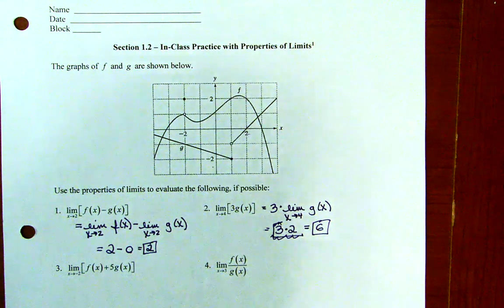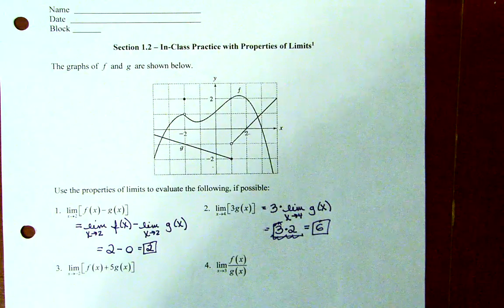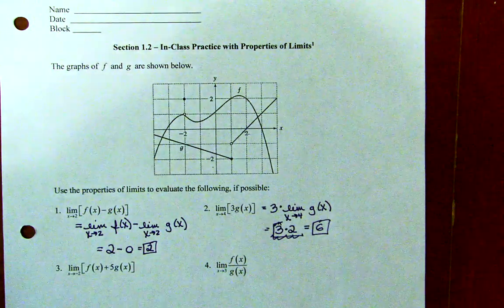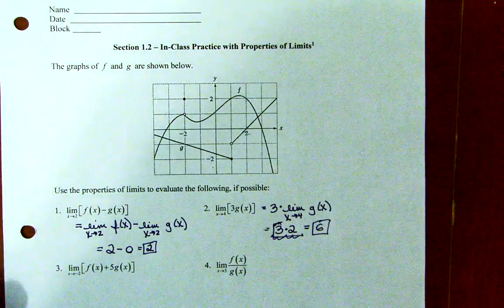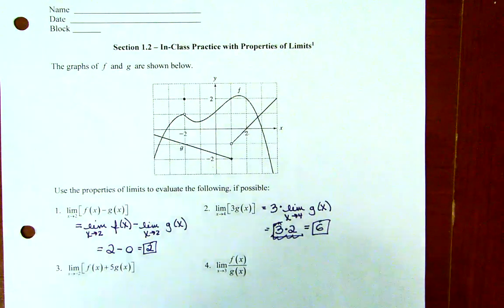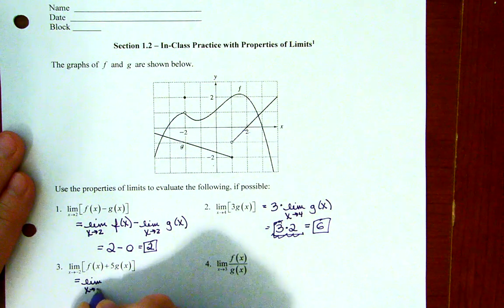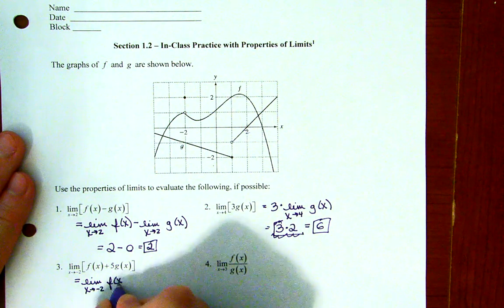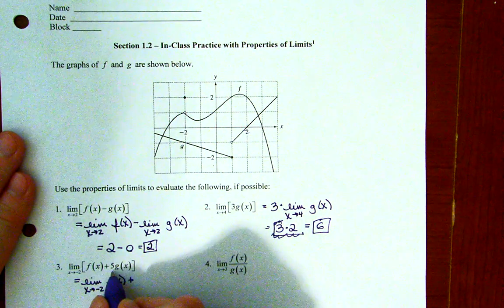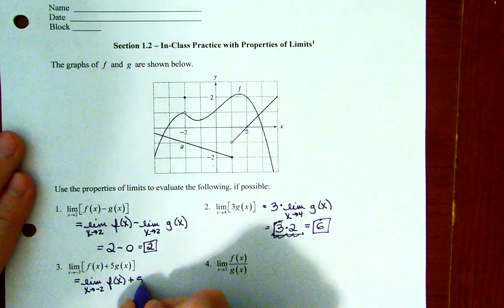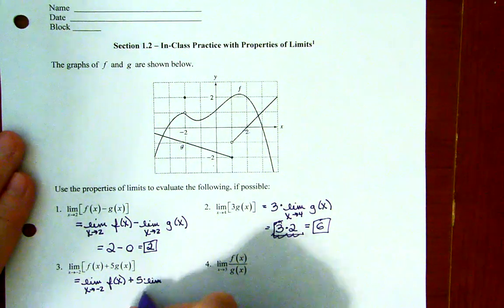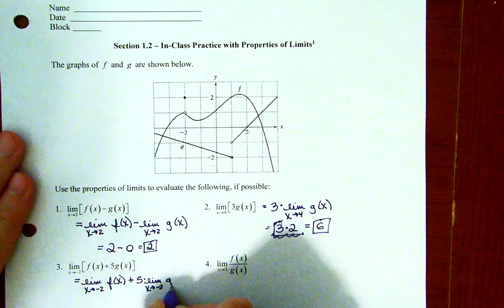I'd like to see if you can deal with number 3. You're going to have to apply two different properties, but I don't think that should be a big deal. See if you can rewrite it, and then see if you can figure out the answer. Say this is the limit as x approaches -2 of f of x plus, I'll move the 5 out front before the second limit that I'm about to write, so 5 times the limit as x approaches -2 of g of x.